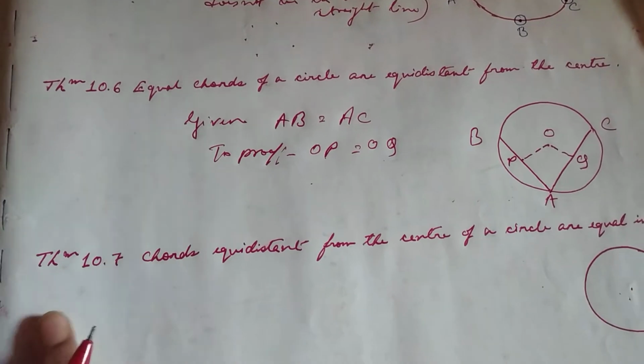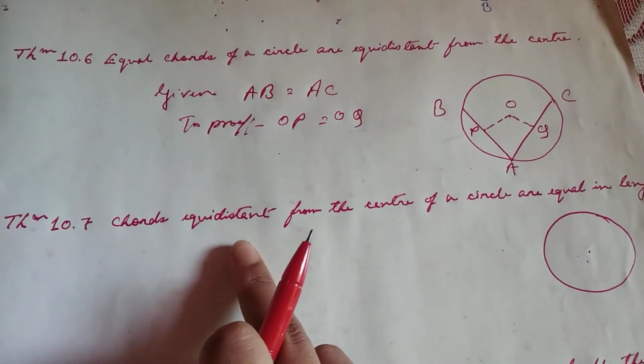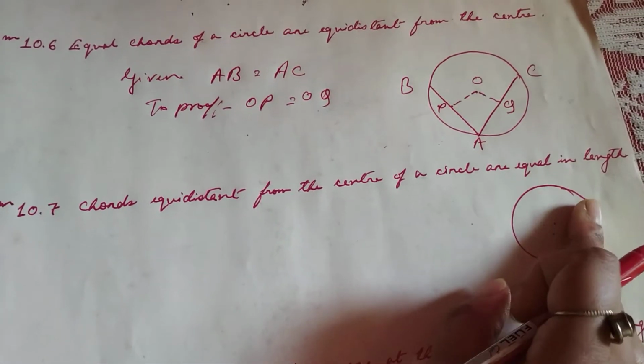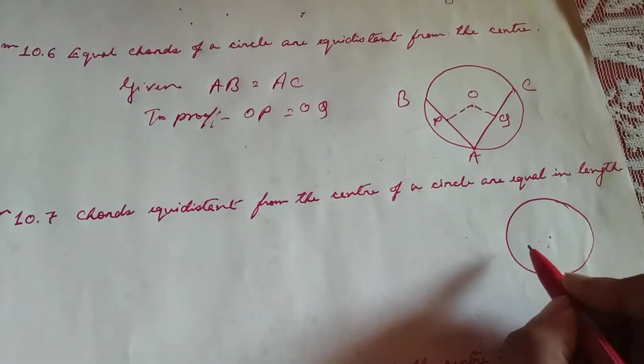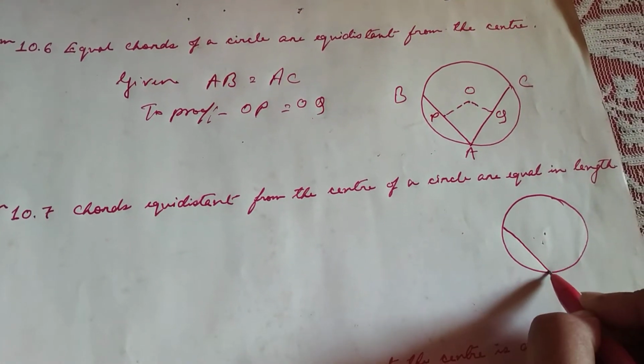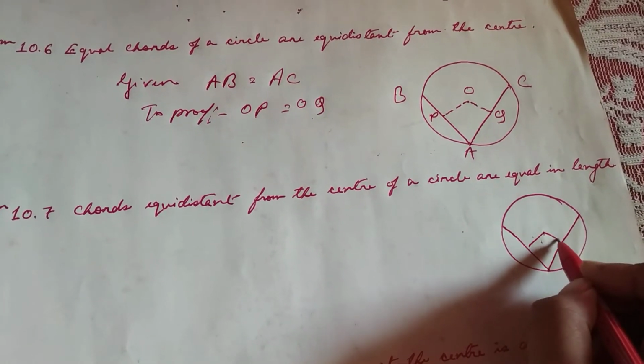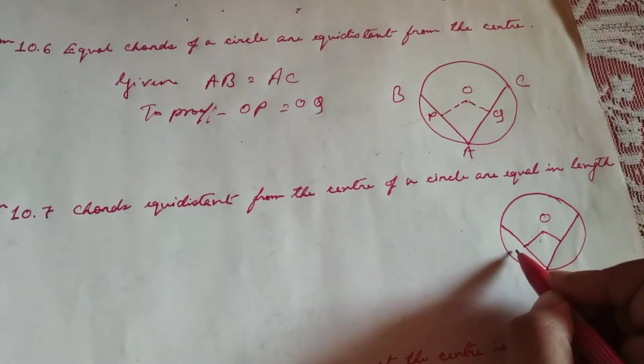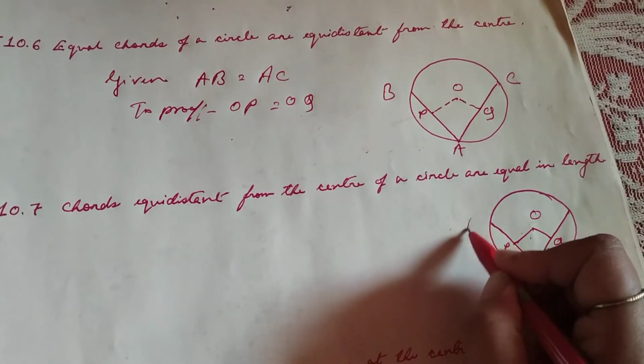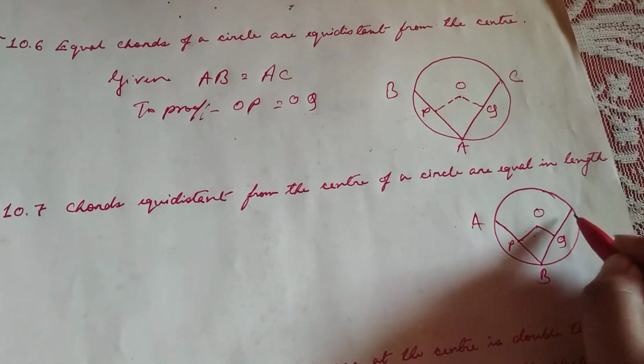Okay, and theorem 10.7 next. Chords equidistant from the center of a circle are equal in length. This is again the reverse of theorem 10.6. It says that if two chords are there whose distances from the center are equal, that is OP is equal to OQ in this case, then you have to say that AB is equal to BC.